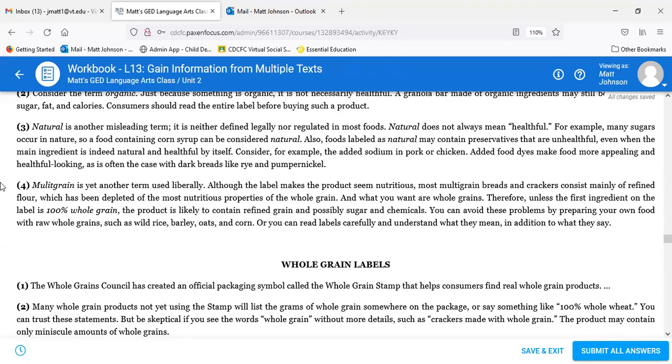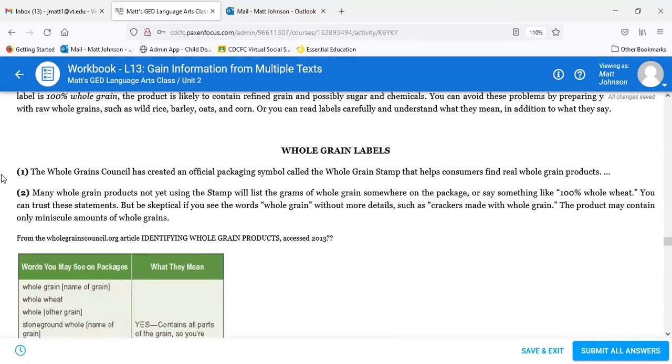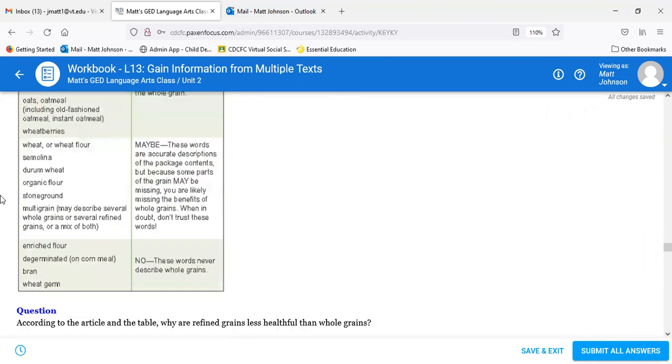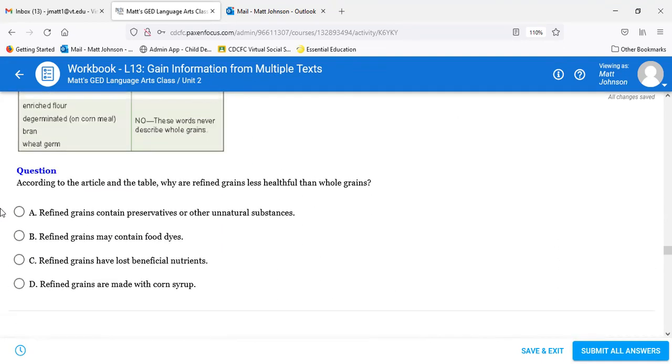8, continuing on with our same passages here. Grace, you want to read question 8 for us? Okay. According to the article and the table, why are refined grains less healthful than whole grains? A, refined grains contain preservatives or other unnatural substances. B, refined grains may contain food dyes. C, refined grains have lost beneficial nutrients. And D, refined grains are made with corn syrup. A?